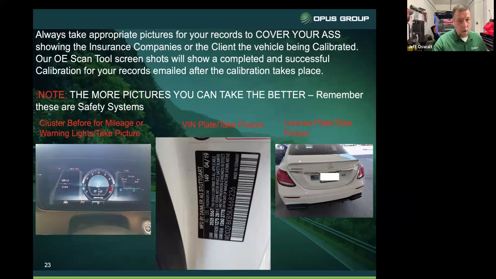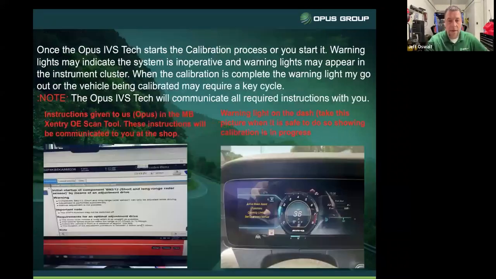So if Opus does it, we'll take screenshots with the OE scan tool and we'll email them over to you, so you have them for your records as well. I always like to start with a dynamic calibration. I want to get a picture of the instrument cluster before, the VIN plate, then the license plate. You can see here I got a picture out of the Xentry scan tool with Mercedes-Benz, simply stating the requirements and what needs to be done in order for this car to calibrate.